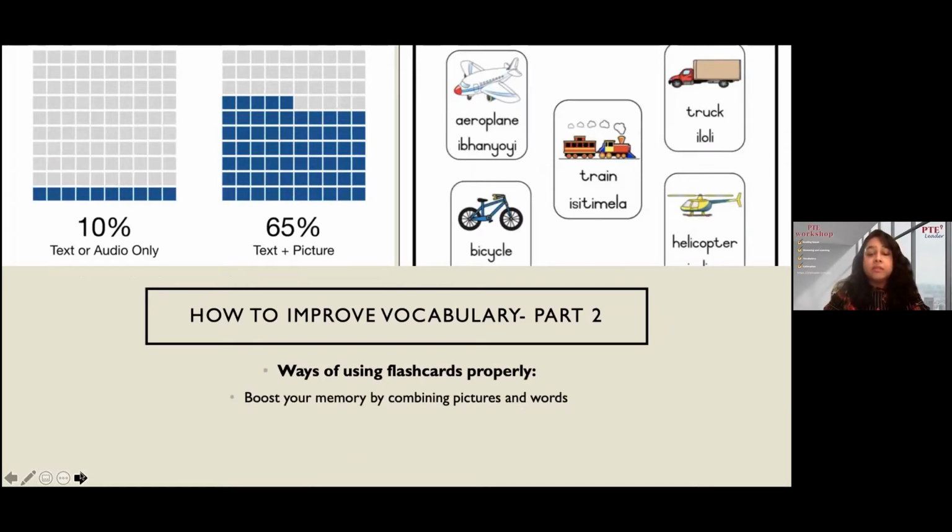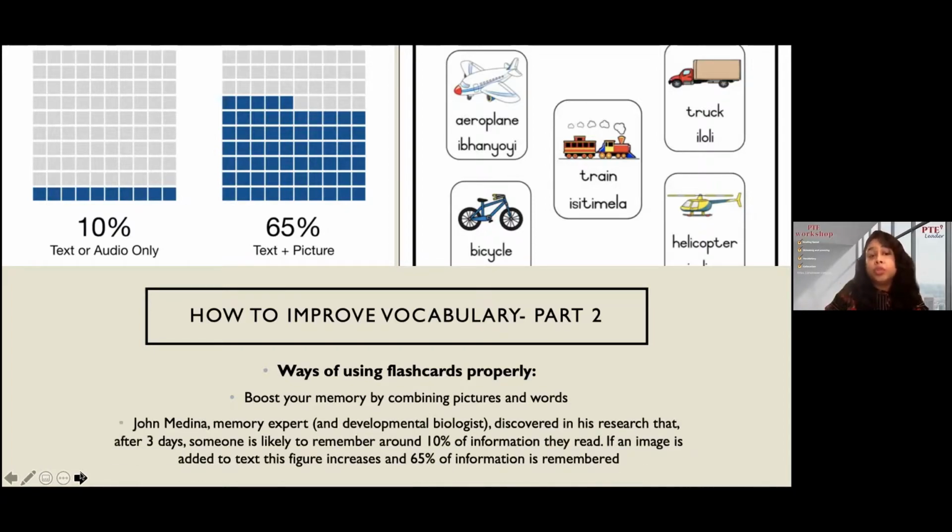Another way of using flashcards properly is to boost your memory by combining pictures and words. As I said, you will have the option of adding pictures with your words if you use digital apps. And I strongly suggest you add pictures if you have that opportunity. Now, one of the memory experts in the world, John Medina, discovered in research that after 3 days, someone is likely to remember around 10% of information they read. If an image is added to the text, this figure increases and 65% of information is remembered.